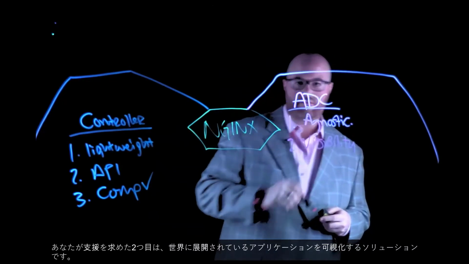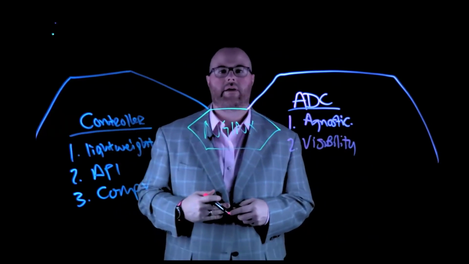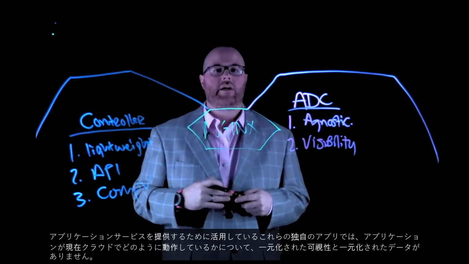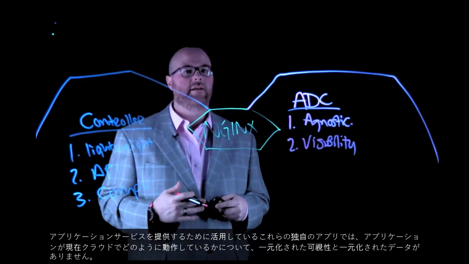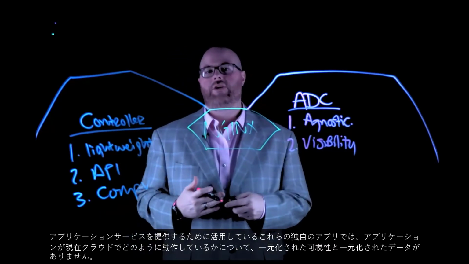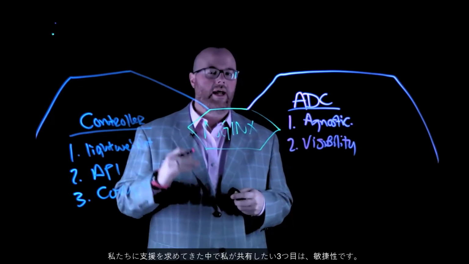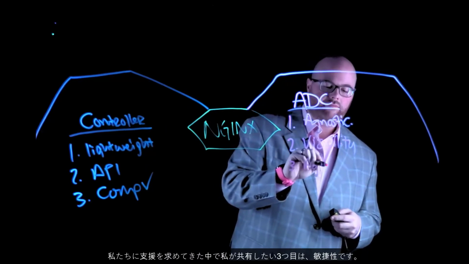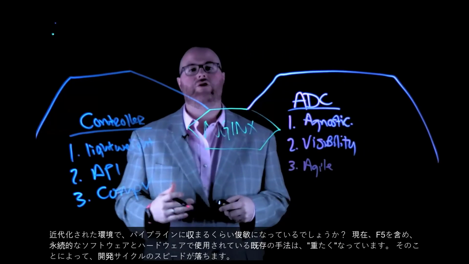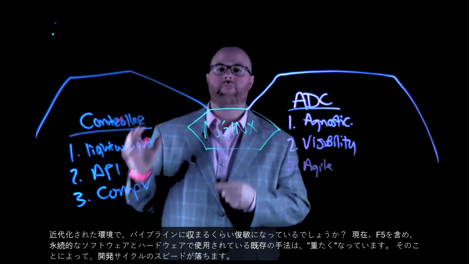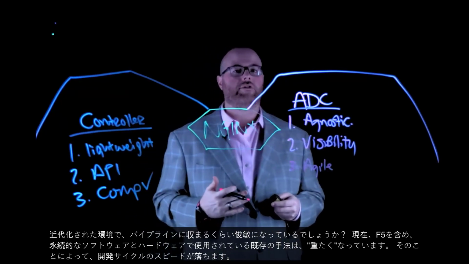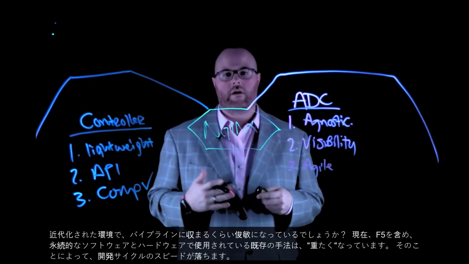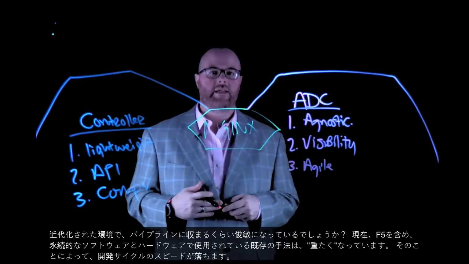The second thing that you have asked for help with is a solution that gives you visibility to those applications that are deployed outward. So with those proprietary apps that you're leveraging to deliver application services, you don't have centralized visibility and centralized data of how your applications are currently working out in the cloud. And the third thing that I want to share that you had asked us for help with is agility. Agile enough to fit in your pipeline with your modernized environments. Now, the current methodologies that are used, F5 included, with our perpetual software and our hardware, are heavy, and they cause slowdowns in dev cycles.